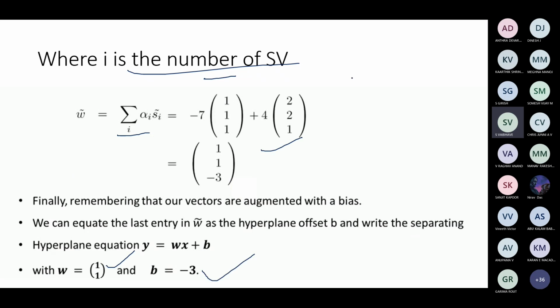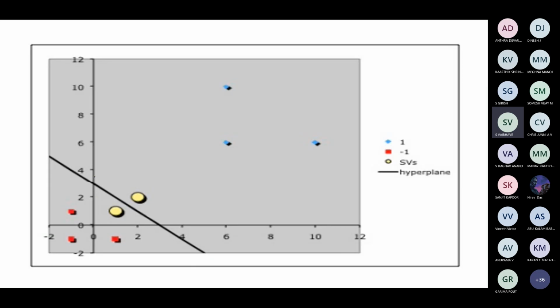So (1, 1) means, what did I tell you, students? (1, 1) means what type of line? You will get a 45-degree line. And with the -3, it means +3. It is passing through the +3 quadrant at 45 degrees. Whatever may be the degree, you cross it.